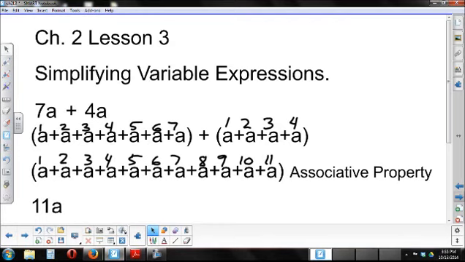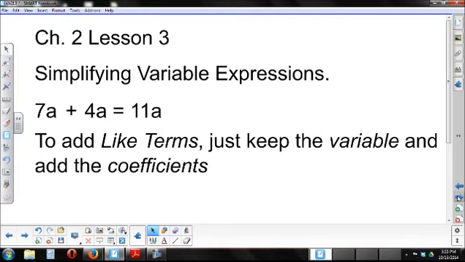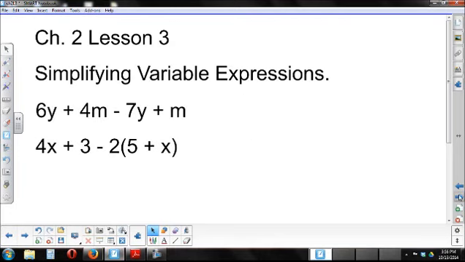Finally, and if you haven't figured this out already, if you want to add like terms, just keep the variable and add the coefficients. 7 plus 4 is 11, 11a. All right, time for you to practice on your own. Here's 2 problems. Pause the tape. Do these problems in your journal, and then restart the tape, and we'll see how you did.